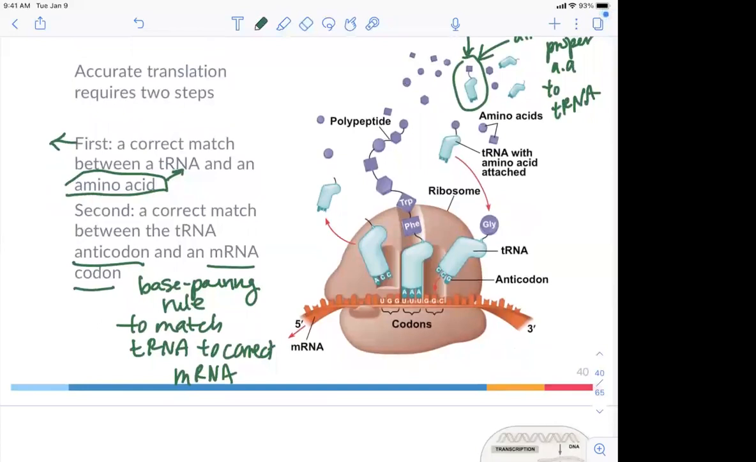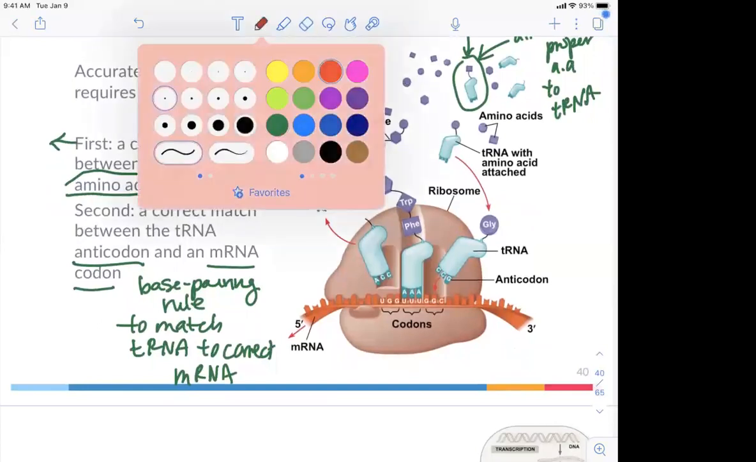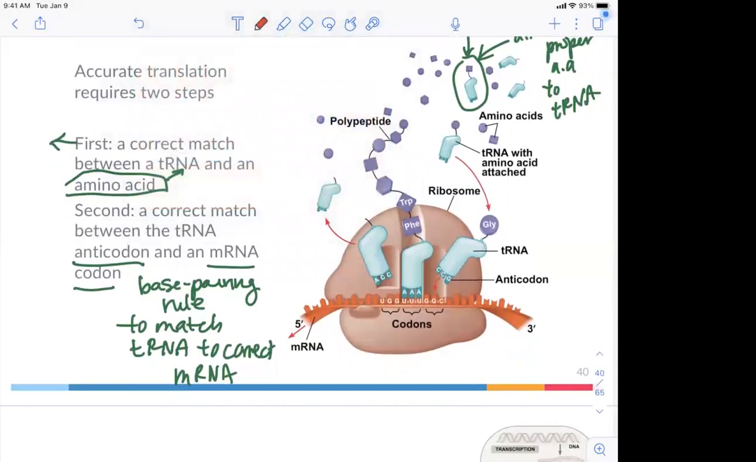So in translation, all of our favorite RNAs are going to come together. You're going to have your rRNA in your ribosomes. Notice right here, you have 2 units, a small ribosome part and a large ribosome part.